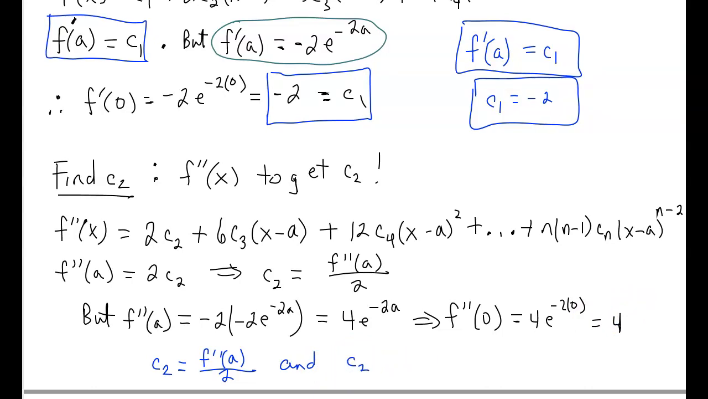I forgot to write this here, so I'll go ahead and write it, that this f prime of 0 here is equal to 2 times C2. And so what this will tell us, of course we divide by 2 on both sides here, is that C2 is equal to 2 there. So we know that.